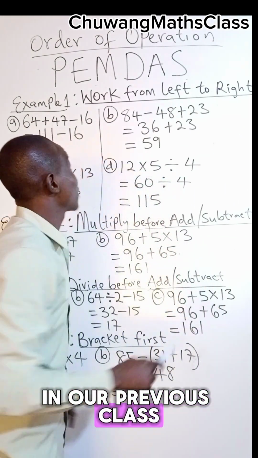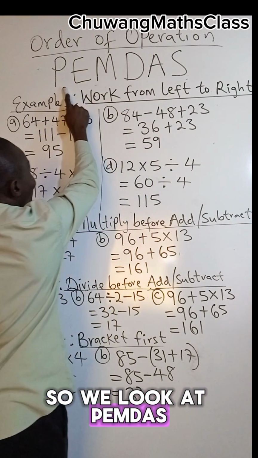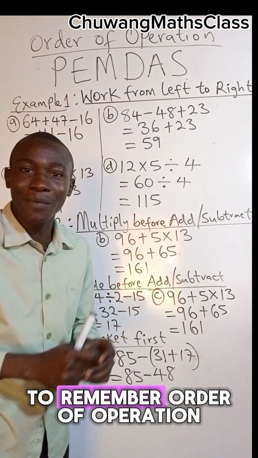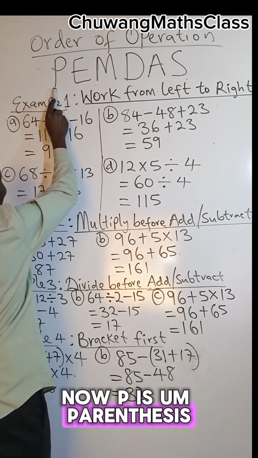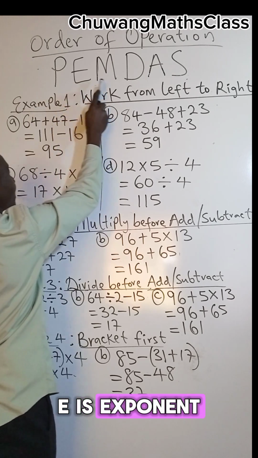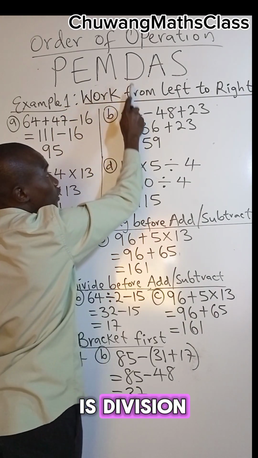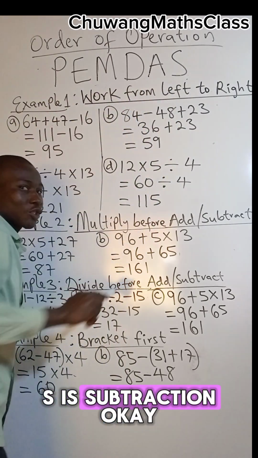In our previous class, we discussed the order of operation. So we look at PEMDAS. This PEMDAS is an acronym that helps us to remember order of operation. Now, P is parenthesis, E is exponent, M means multiplication, D is division, A is addition, and S is subtraction.